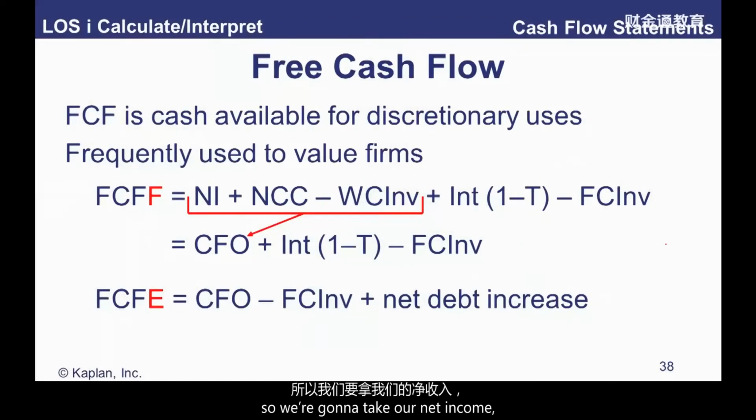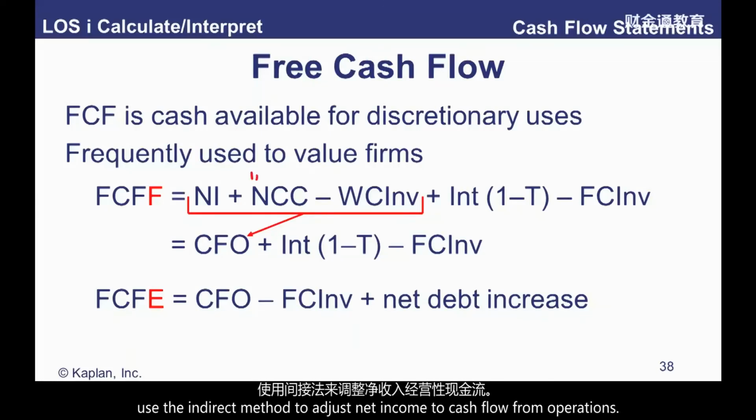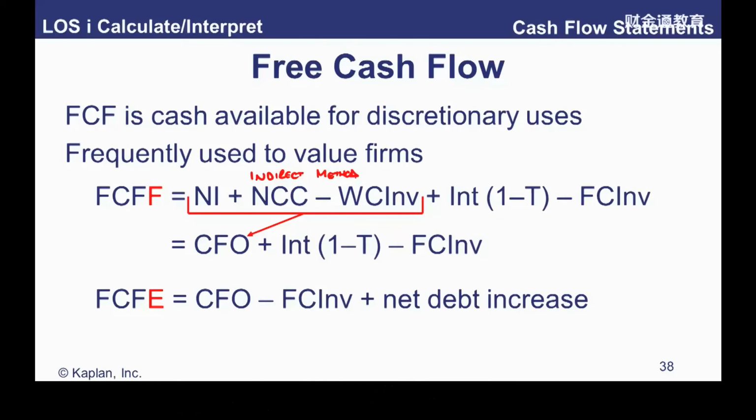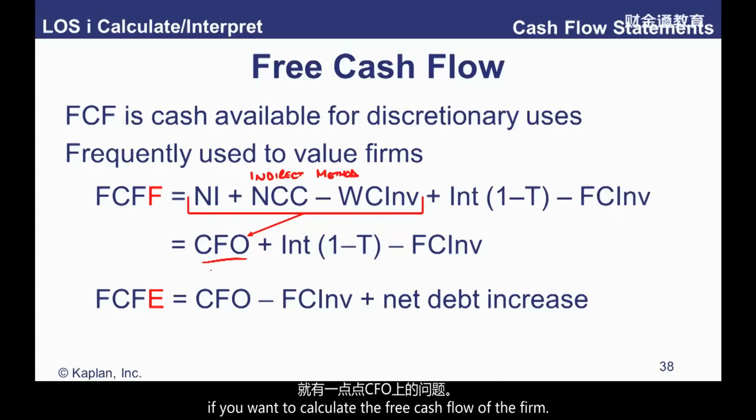So let's have a look. We're going to take our net income, add back our non-cash charges and subtract our working capital investment. Well, this really, up here in our bracket, is just saying use the indirect method to adjust from net income to cash flow from operations. Now, once we've got CFO, there's a little bit of a problem with CFO if you want to calculate free cash flow to the firm.